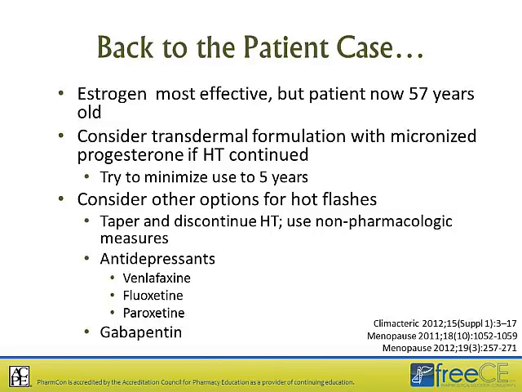I would, in this patient, particularly want to consider other options for hot flashes, particularly to taper and discontinue the hormone therapy if we could and use non-pharmacologic measures, things like dressing in layers, keeping water nearby, exercising, stress relief, things like that. And if needed, to consider antidepressants like an SNRI such as venlafaxine or the SSRIs, fluoxetine and paroxetine. All of these antidepressants give us approximately 50 to 60% reduction in hot flashes. Gabapentin has also been evaluated and has an efficacy rate of about a 50% reduction in hot flashes as well.